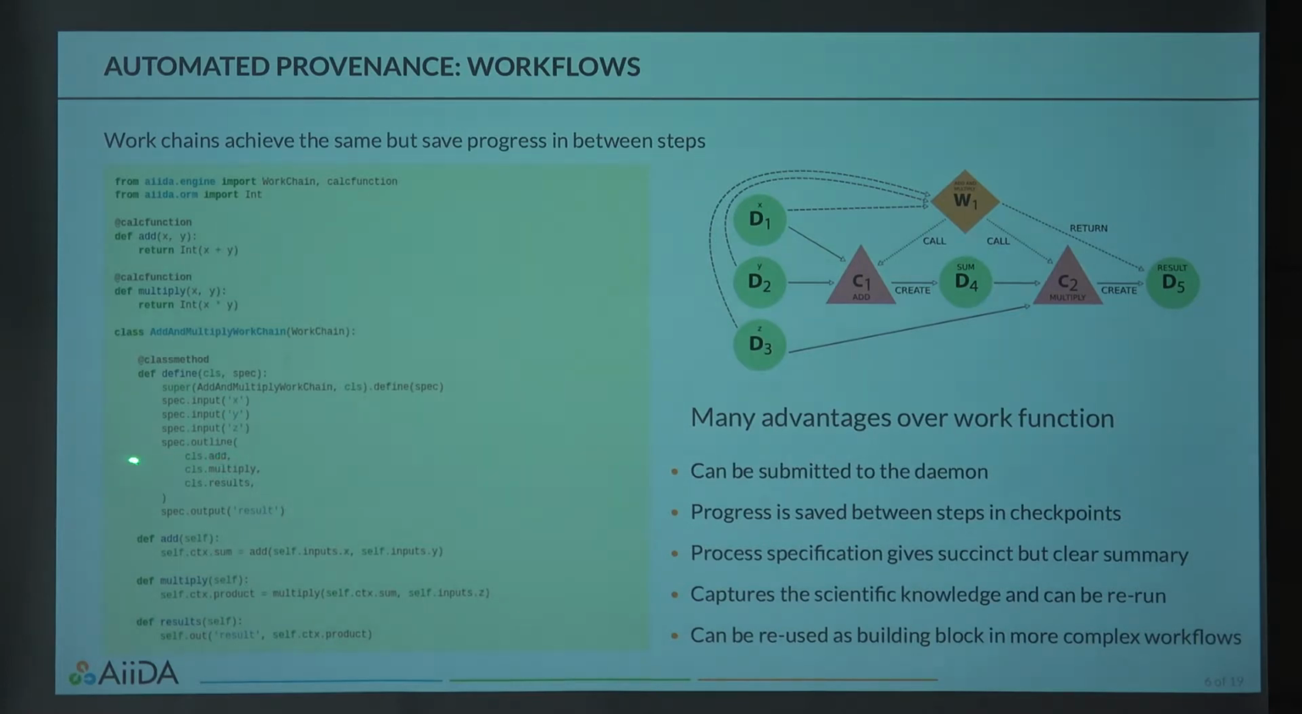Additionally, you see here those steps in the outline: add, multiply, results. Progress is saved between each of these steps. So let's say in each step, you do one big calculation. After every step, the progress is saved. So if something happens to the machine, your computer crashes, you don't lose all the progress. The daemon will simply restart from where it left off.